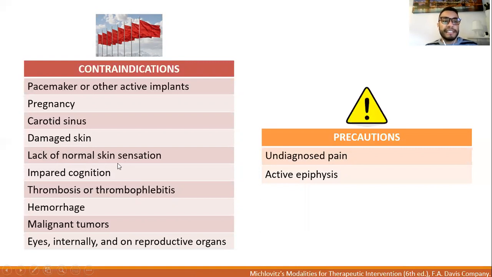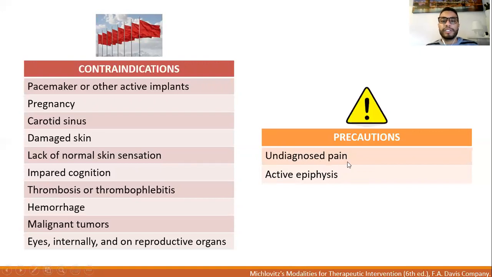Lack of skin sensation or impaired cognition, because the patient cannot tell if it's burning or if you're giving a shock. So it's important to have a good comprehension about the effects that the patient should expect from this technique. Okay. Thrombosis, hemorrhage, tumors, the eyes, internally, meaning internally in the mucosa, so in the mouth, for example, this is contraindicated, and reproductive organs. And precautions, we have basically undiagnosed pain and active epiphysis over this area.